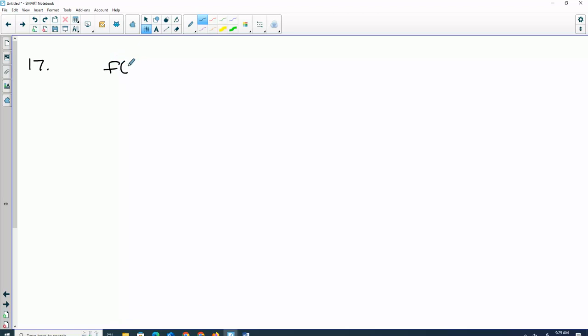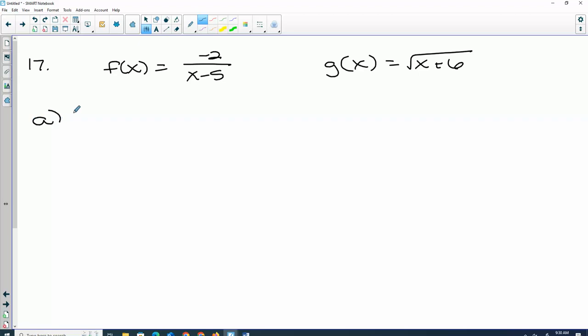F of x is -2 over x minus 5. G of x is the square root of x plus 6. So part A, I want the domain of f. F is a fraction. If we have a fraction, what do we know? So that means x cannot be 5.